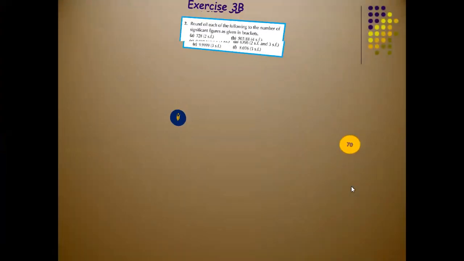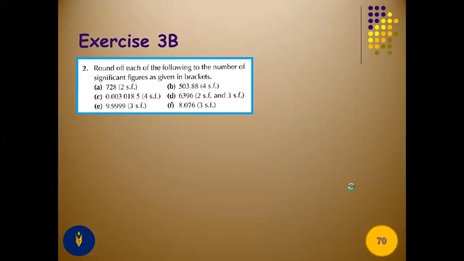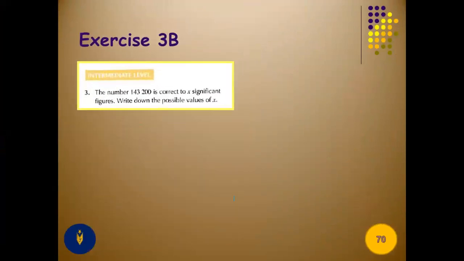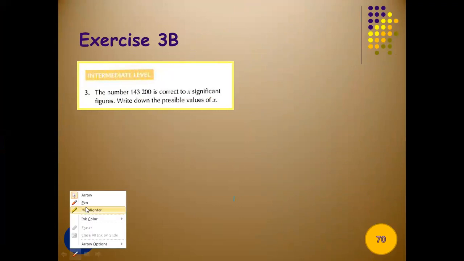By mistake my sharing had stopped. So now we are going to see question number 3. Sharing had stopped, so I'm sorry. So here it's question number 3, and question number 3 is related to intermediate level, and it is again on page 70. Let's read out the statement of question number 3.